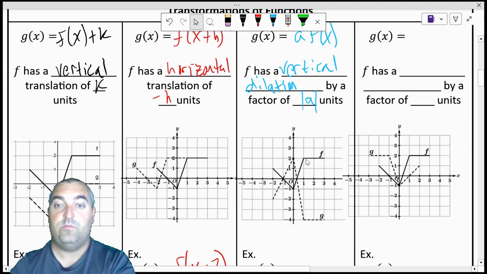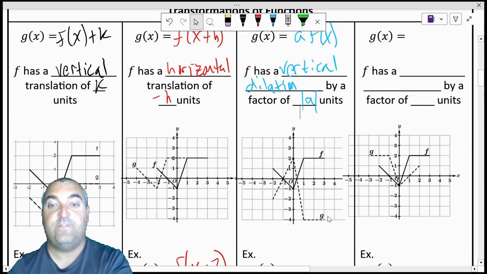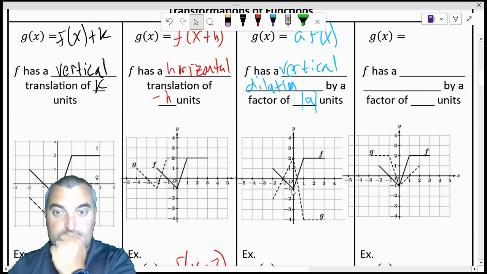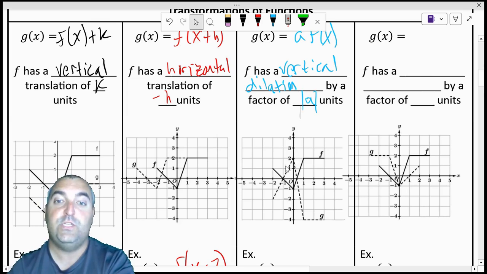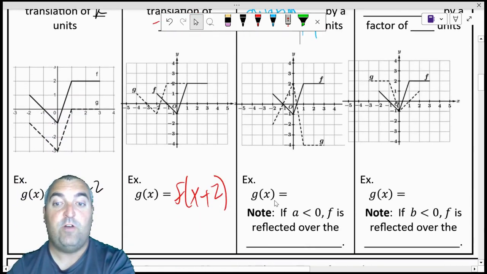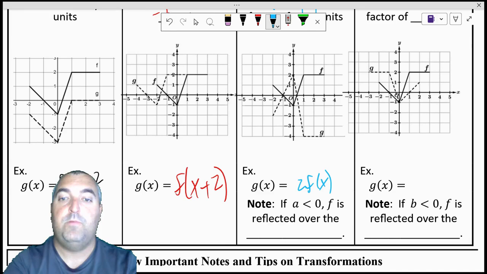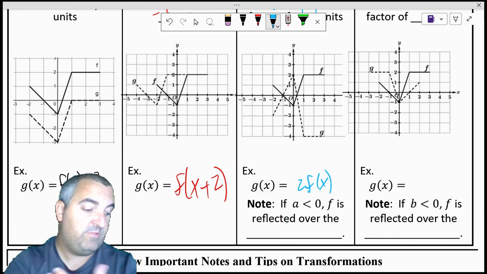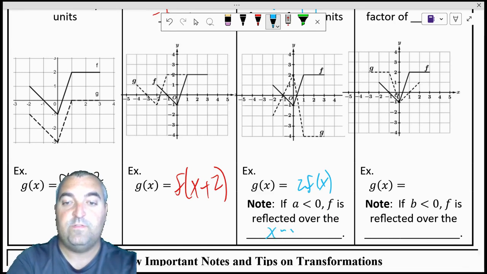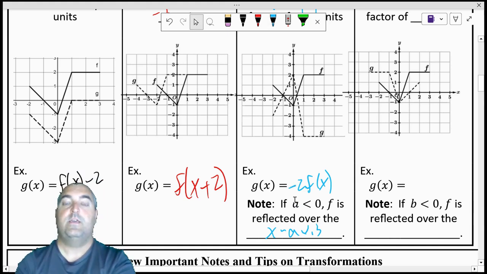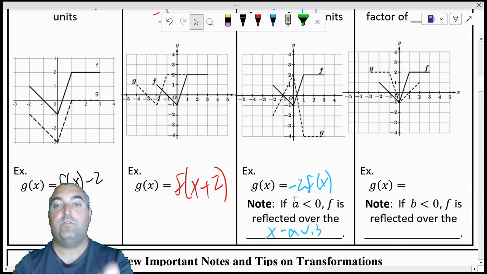But it normally would be at 2. Now we're at negative 4. This point was at 2, and this point is a negative 1. It's now at 2. This point was at 1. Now it's at negative 2. So if you notice, they've all doubled. So we have 2f of x. But we also have this flip, which we would call a reflection, and it's a reflection over the x-axis, so we have to make it negative. Whenever you have a reflection over the x-axis, you have to put a negative out in front.